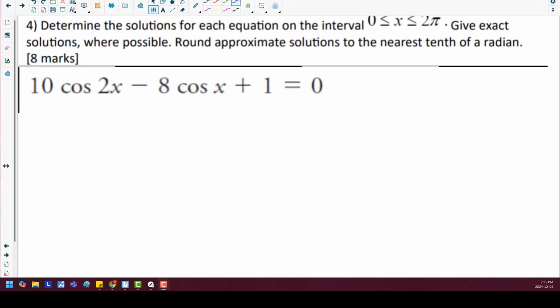Practice tests for the trig unit, test 1, part 3. So we're doing another example here. We have 10 cos 2x minus 8 cos x plus 1 equals 0. Right away, I see this as an issue because cos 2x and cos x are not the same. But is there a way to write them sort of having the angle part being the same?